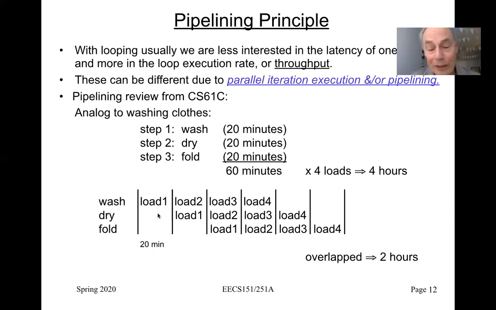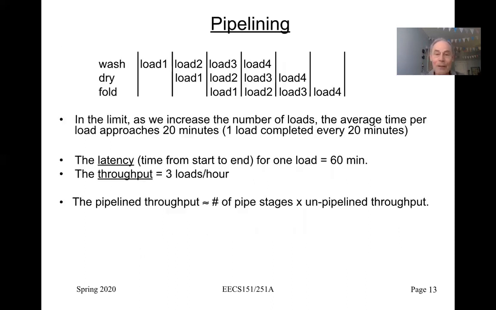And we're not actually totally efficient. The efficiency goes up if we have more loads of wash to do. So this is obviously the way we would do it. It's very intuitive, and it demonstrates the concept of pipelining. So in the limit, as we increase the number of loads, it gets more and more efficient, to the point where the average time per load approaches 20 minutes. One load is completed every 20 minutes.